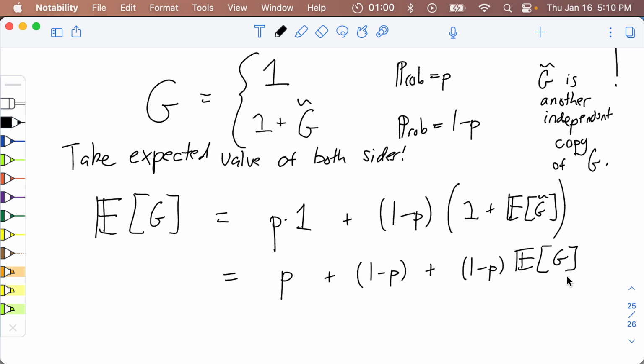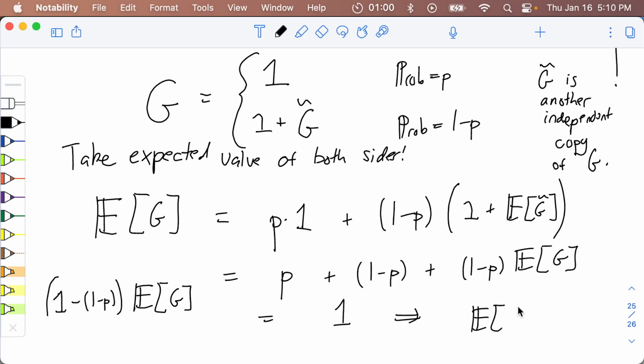Okay, so now it's like 5th grade algebra, we solve it. P plus 1 minus p is 1. Move the 1 minus p to the other side. You get p times the expected value of g equals 1, and therefore the expected value of g equals 1 over p. No infinite sum needed. This is the beautiful thing we did. All right.